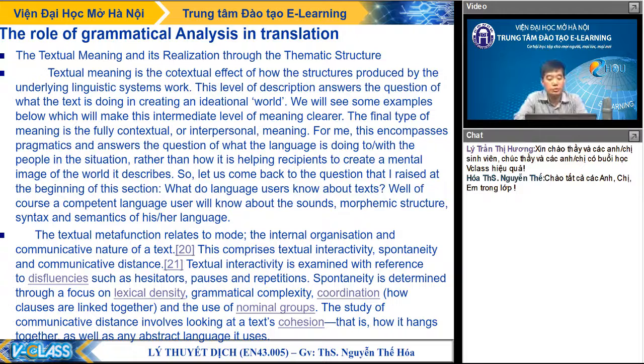Now, the textual meaning and the co-textual effects on how the structures are produced by underlying the linguistic system of work. This level of description answers the question of what text is doing in creating an additional world. In this case, we have to pay attention to the mode of writing, and that is called internal organization, the communicative nature of text.